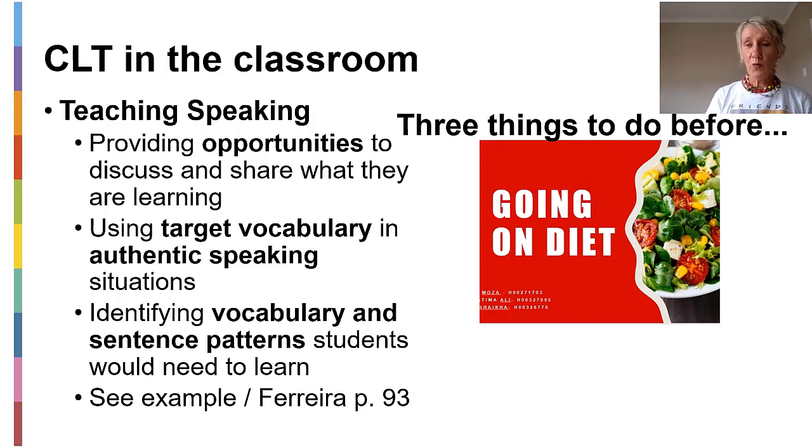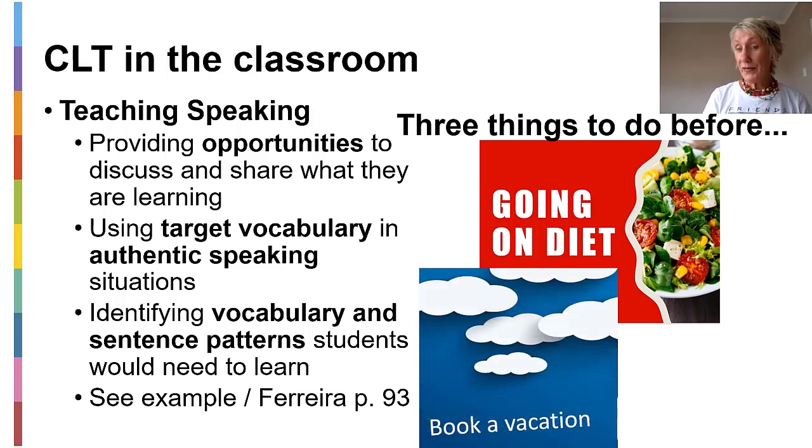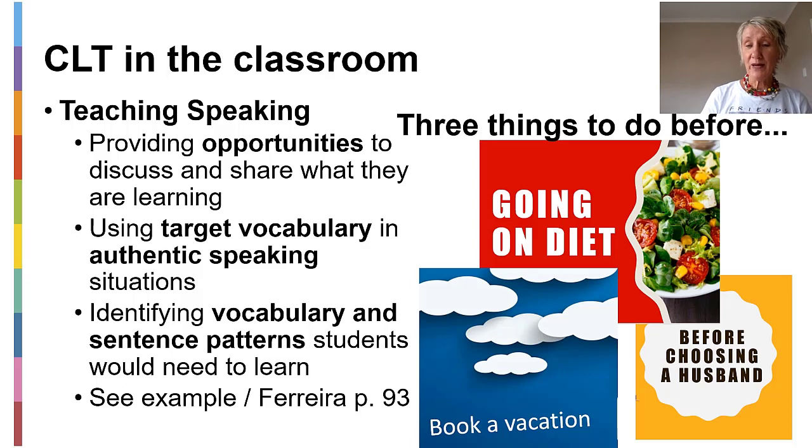So one was 3 things to do if you want to go on a diet. So someone chose that. What were the 3 things you would have to do if you wanted to go on a diet? Okay. Book a vacation. What 3 things would you have to do if you wanted to book a vacation, which is quite interesting. And then 3 things to do before you choose your husband or your wife. So that could be quite interesting. What 3 things should you do if you want to marry someone? Okay, some very interesting presentations came out of that. And then, of course, you'll present this to the class.